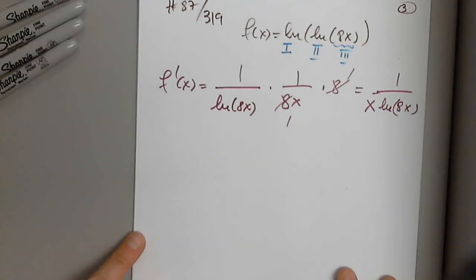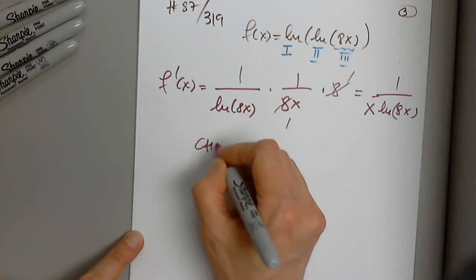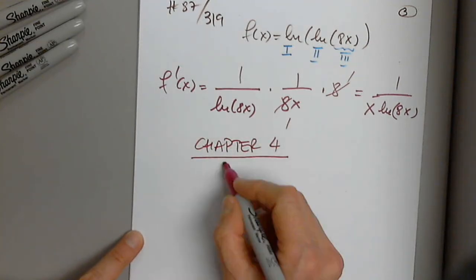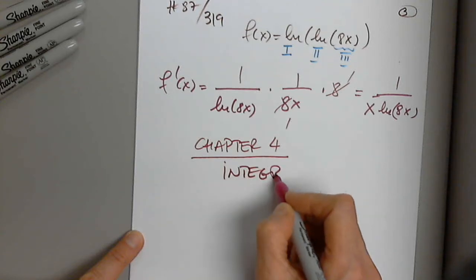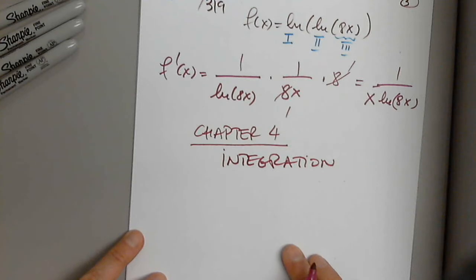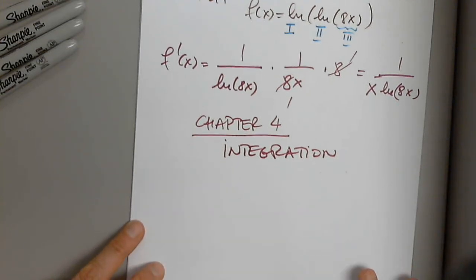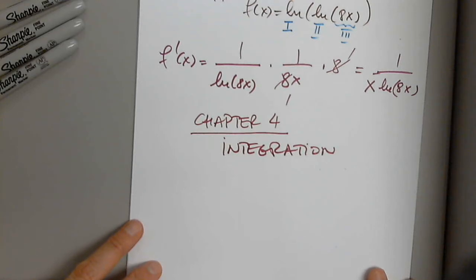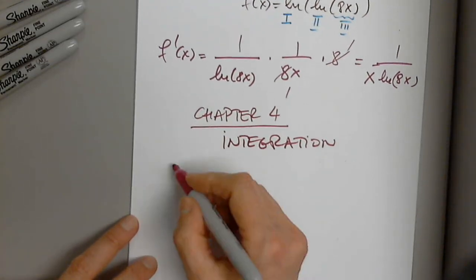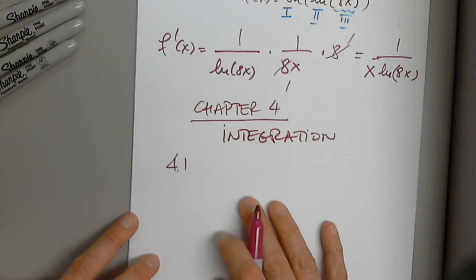Chapter 4 is another major topic. Integration. I'm not going to explain right now what this means. This is the title of the chapter. You will understand. By the time we finish the first 2 sections, you'll understand what it means. But let's go with 4.1, anti-differentiation.